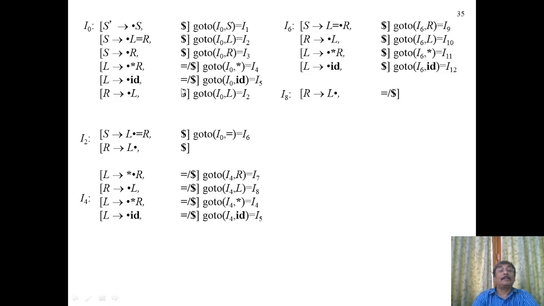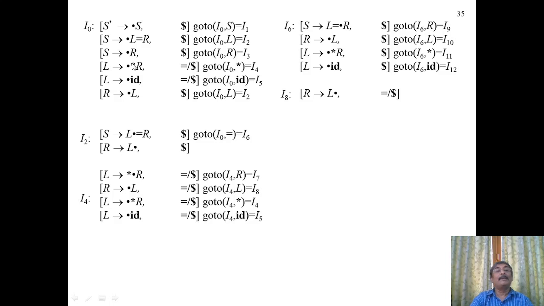So you see that if I do a jump on L from I0, I go to I2. Now what is I2? I2 is simple. S produces L dot equal to R. Dollar does not change, no question. R produces L dot, dollar. Meaning, if you ever come here, it is a reduction, but it says reduce only when the input symbol is a dollar. Otherwise, do not do that. Now then, when R equal to comes, yes, that's the question.